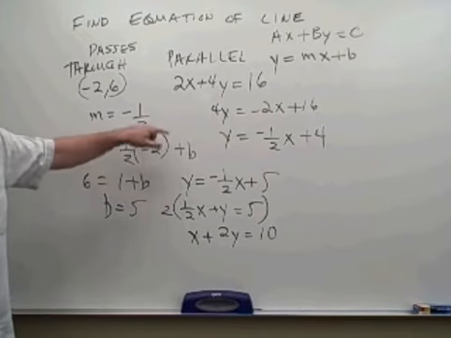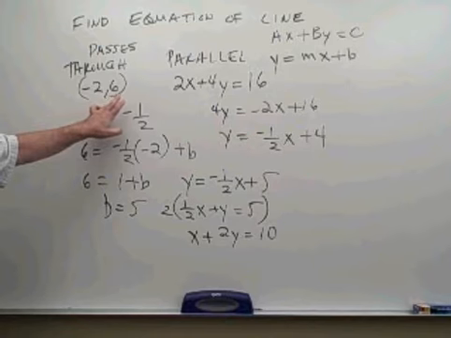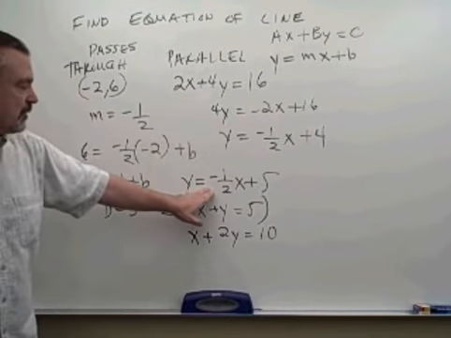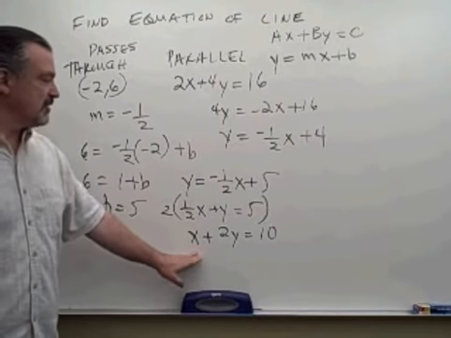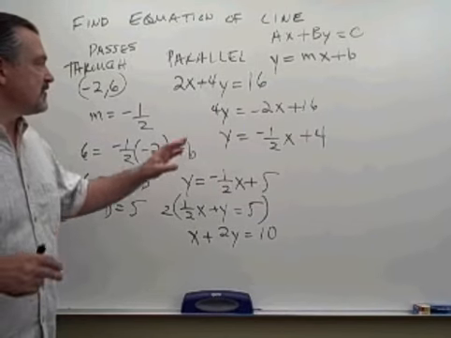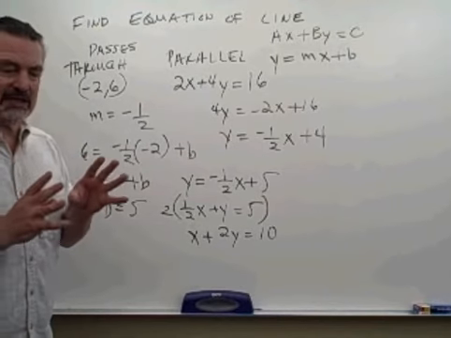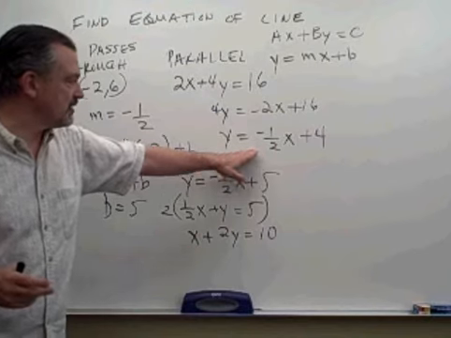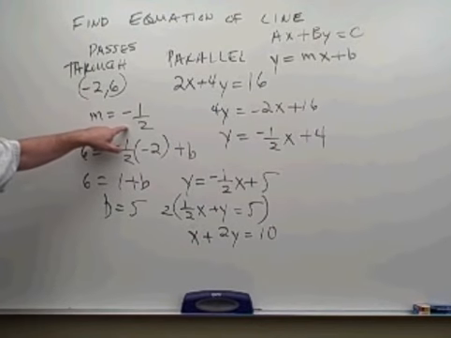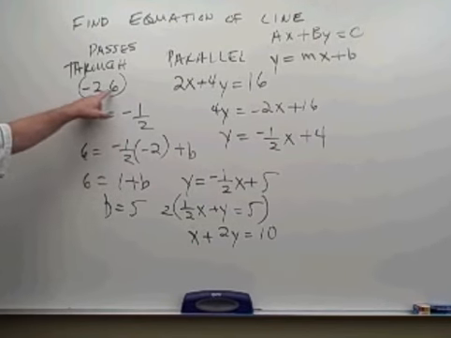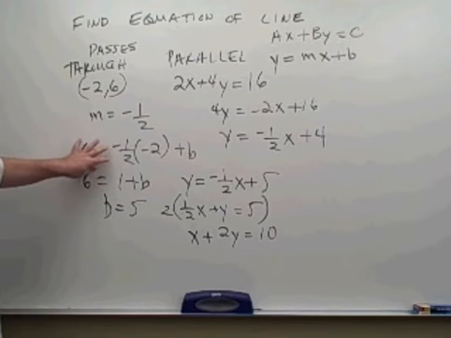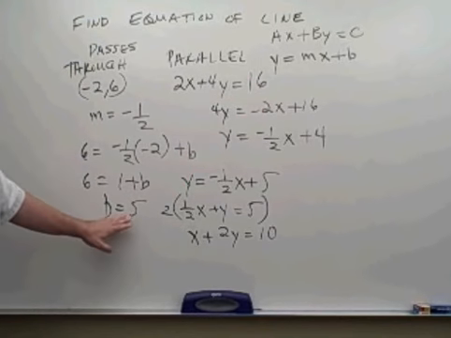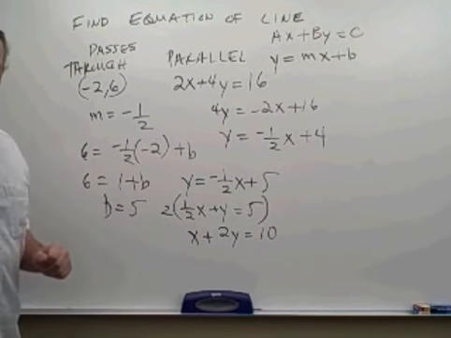So here's the equation of the line that passes through the point negative 2, 6 and is parallel to the line defined by this equation. Here's the equation in slope-intercept form. Here's the equation in standard form. So I used the fact that parallel lines have the same slope. I found what the slope of this line was. That gave me the slope of my line. I took that slope, I took the y value and the x value of that point, put them into the slope-intercept form of the equation, that enabled me to find b, and I had my equation.